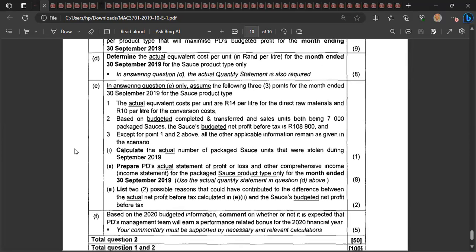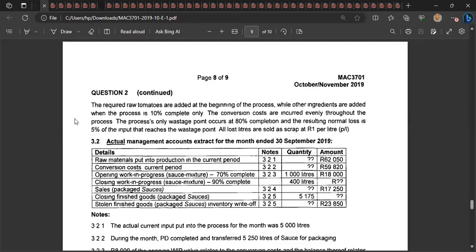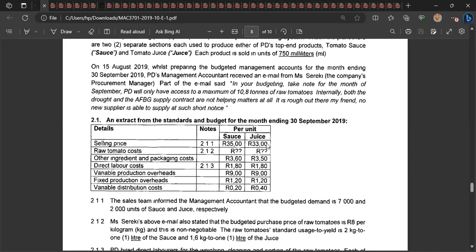Most likely on Monday, we are going to be dealing with part C, calculate the budgeted optimal allocation and available raw tomatoes in kilograms per product type, right, for the month ending 30 September 2029. So what I'll need you to do now in preparation for the class, the information that you need is all here.